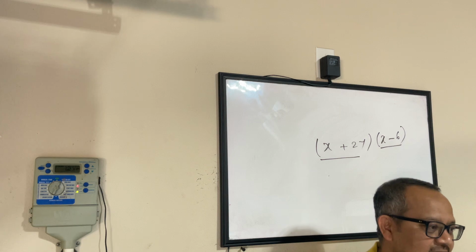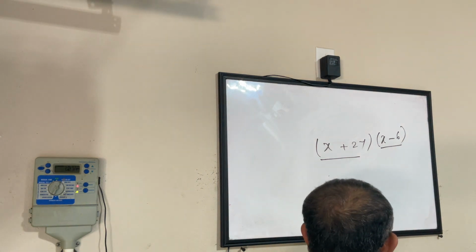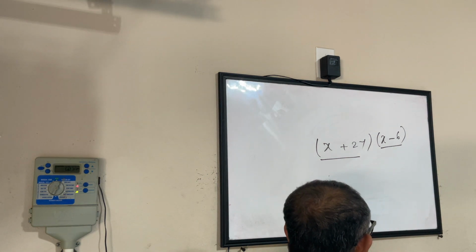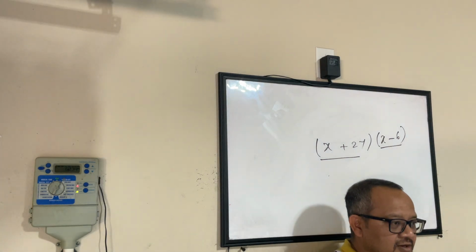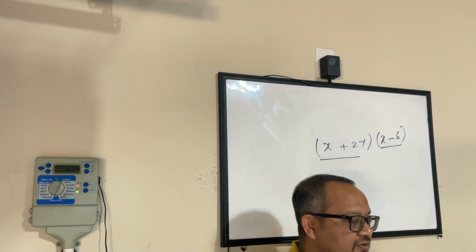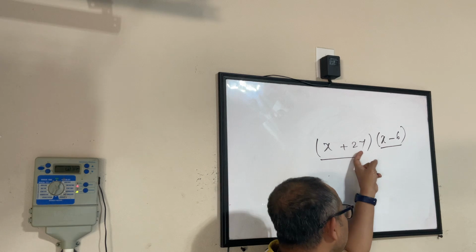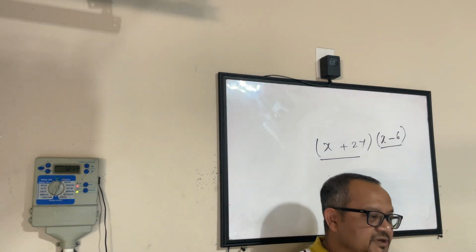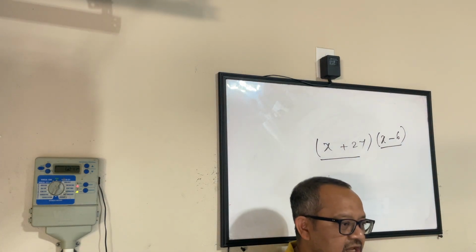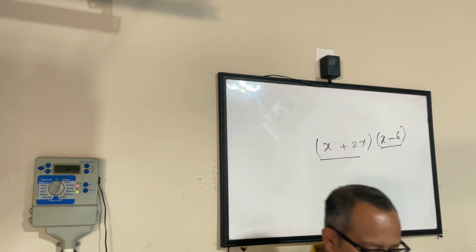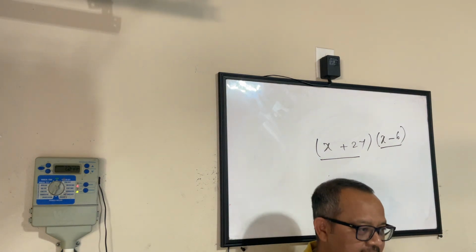Okay, yeah, Gitesh. For the first polynomial, does it say x plus 2? Y. Oh, it's just y. Yeah, no, I can read it for you guys. X plus 2y multiplied by x minus 6. I'm just trying to do it. I want you guys to do it. You guys have 5 minutes to do it.